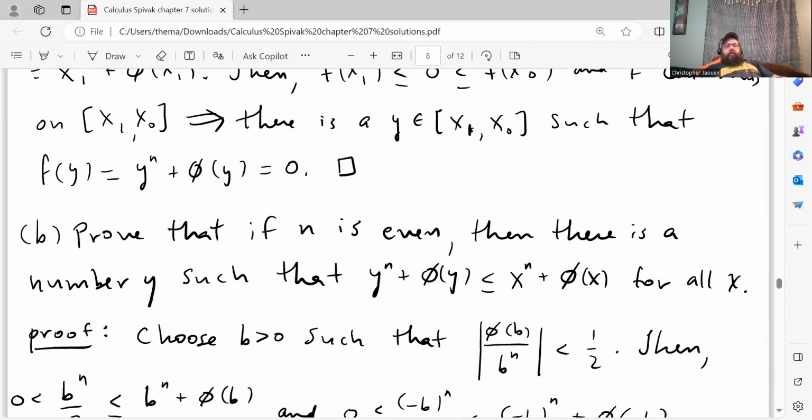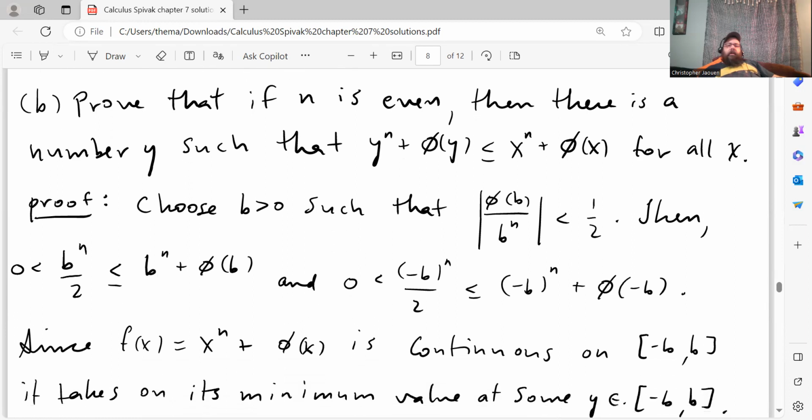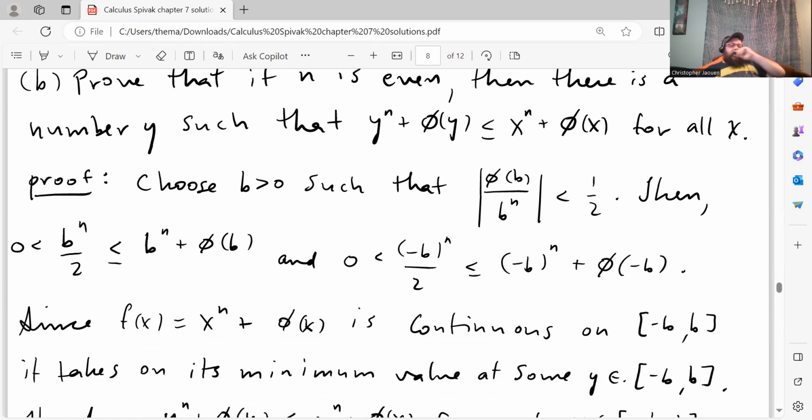Okay, part B. Prove that if n is even, then there's a number y such that y to the n plus phi(y) is less than or equal to x to the n plus phi(x) for all x. In other words, prove that there's a minimum value. Okay, so here again, this is very similar to one of the proofs of the theorems in the chapter proper.